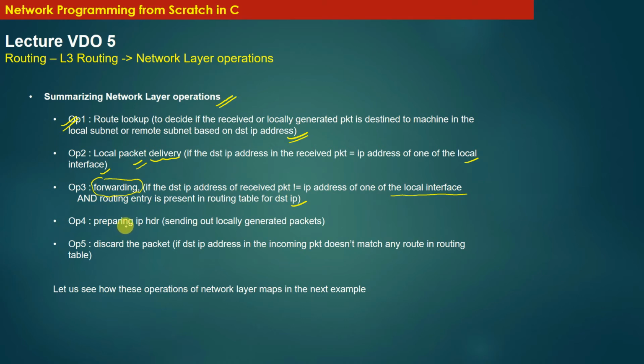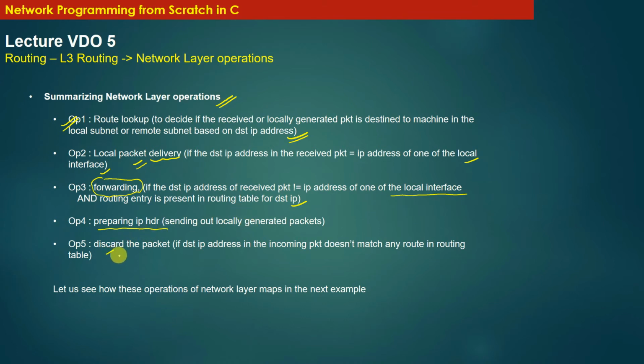Then again, it is possible that the router itself is a source and it can generate the packet on its own. In that particular case, the network layer of the TCP/IP stack has the responsibility to prepare the IP header and populate the various fields of the IP header.